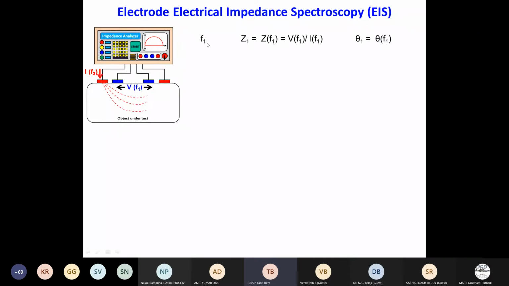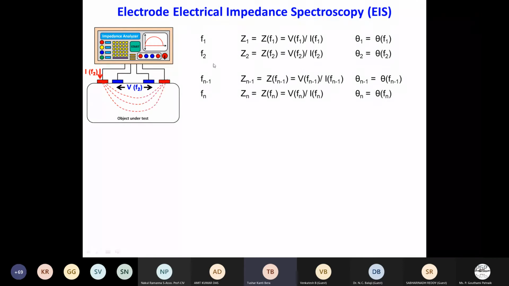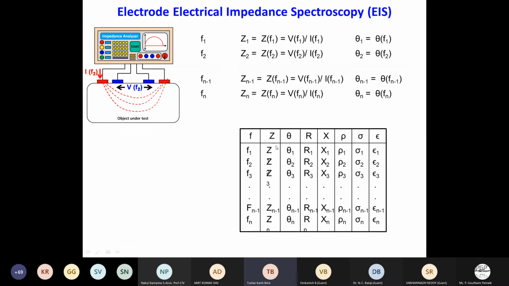We can perform impedance spectroscopy by injecting current with different frequencies. We will inject current first at frequency F1, and then we get the impedance Z1 and phase angle θ1. After that the frequency will be F2, then the impedance will be Z2, and the phase angle will be θ2. Like that we will get all the impedance values and associated phase angles at all the frequency points, and we can arrange them in tabular form. From the impedance and phase angle θ we can calculate the real part and imaginary part, denoted by R and X. Please don't be confused: this is not always the pure resistance, this is the real part of the impedance, so that may also be frequency dependent.